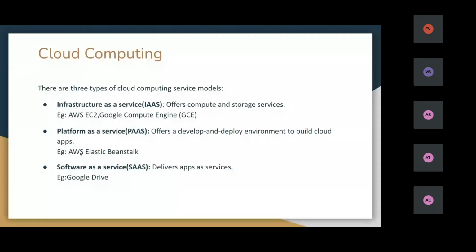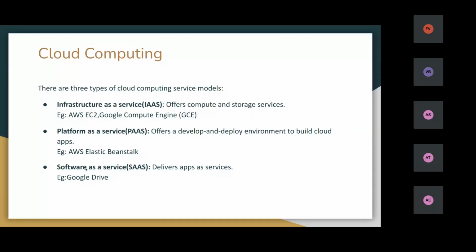For example, AWS Elastic Beanstalk service is an example for platform as a service. Here, for example, if we have a WordPress application, we can directly deploy an application through this. And the next one is software as a service.